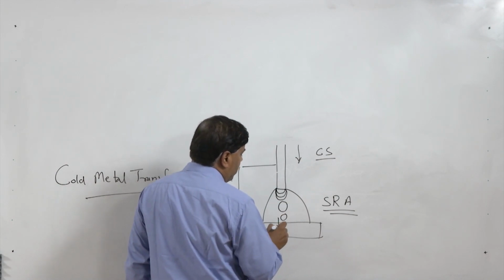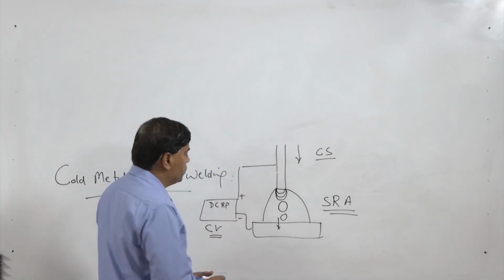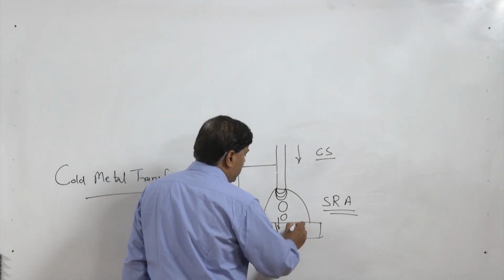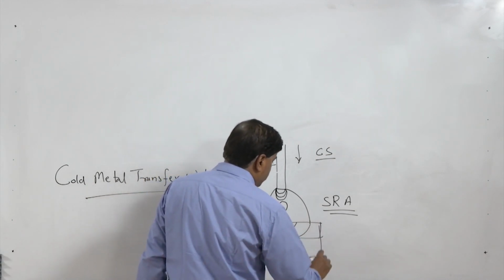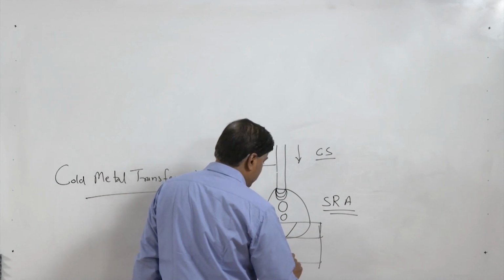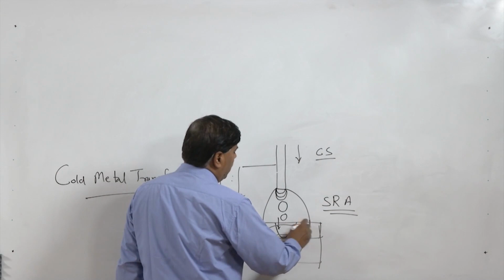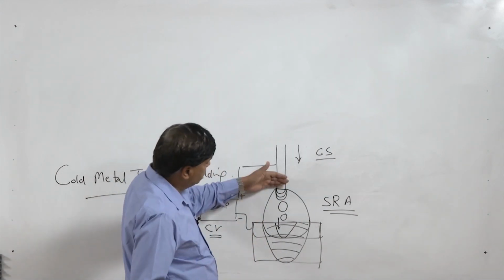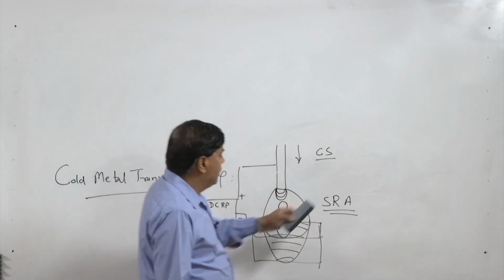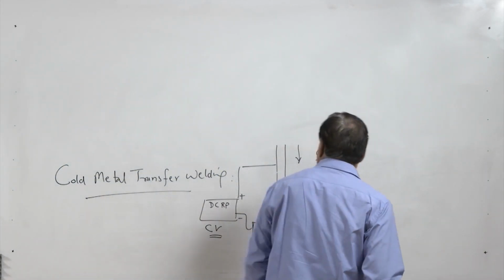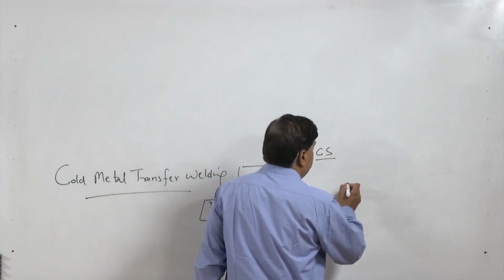The transfer of the molten metal from the consumable electrode to the weld pool can take place in different ways. Say this is the pool. The transfer of the molten metal from the electrode tip to the pool can take place through different modes, and there are 4 modes of metal transfer which are very commonly used.